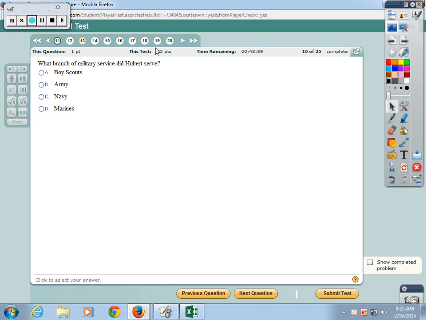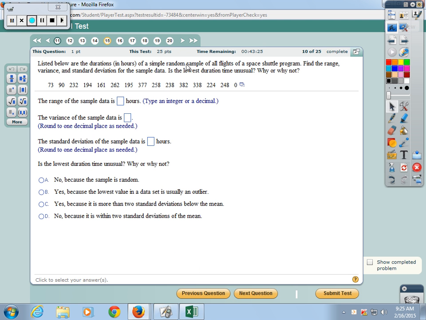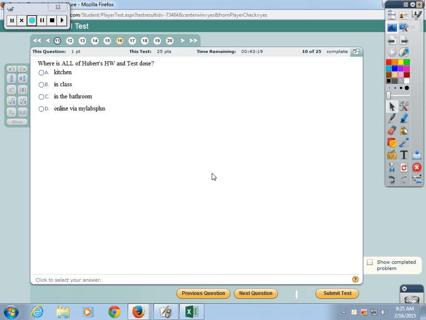What branch of service did Hubert serve? Boy Scout. Put Boy Scouts. Don't put Army. All right. This is another mid-range median. Variance, standard deviation. We already did one like that. Where's all of Hubert's homework and tests done? In the bathroom.